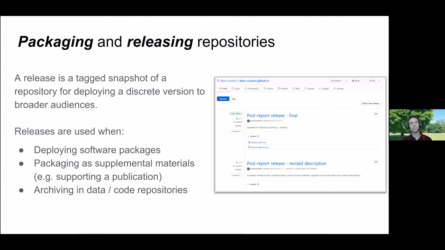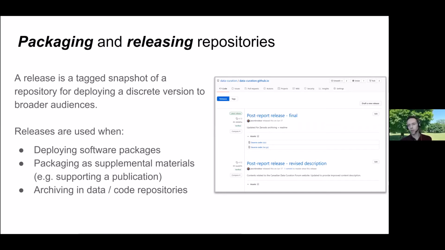And so all a release is, is a tagged snapshot of a repository, and you use it for deploying a discrete version to audiences. If you're developing software and there's a certain version that is stable and ready to deploy and you want to keep working on it, well, you make a release and you share that release out. You might package things up as supplemental material to a publication, for example, and so you want to link to the repository at a certain point in time. And then I'm going to provide an example here in a second about archiving in data or code repositories. And so this is where this is important.